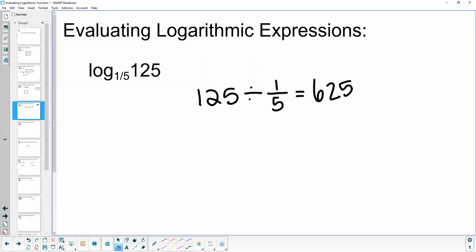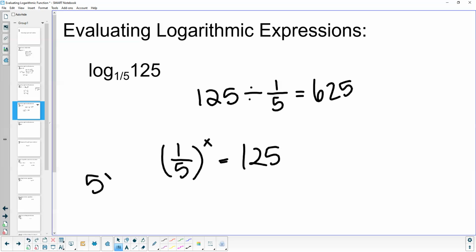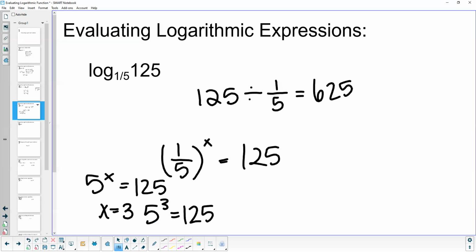So I can tell you, based on that information there, that my exponent is going to be negative because I don't want to divide by 1/5, but I actually want to multiply by it. I need to go the other way. So I'm really looking for 1/5 to what power equals 125. Well, an interesting thing that we can look at is 5 to what power equals 125? Well, 5 to the power of 3 is 125, right? So if 5 to the power of 3 is 125, I bet 1/5 is going to be -3. So then we can try it that way.